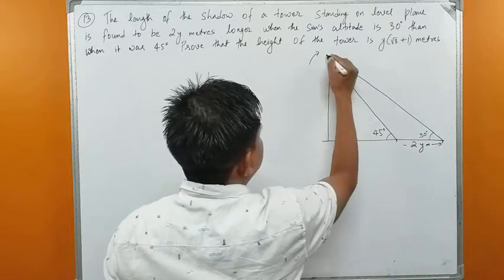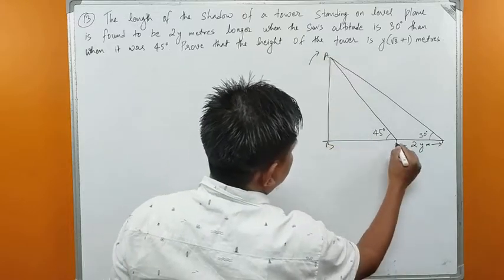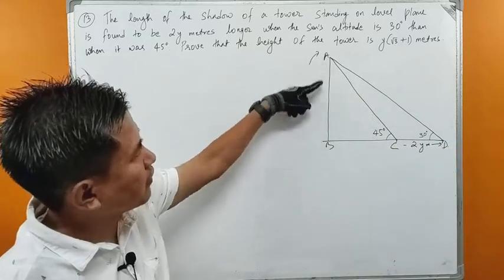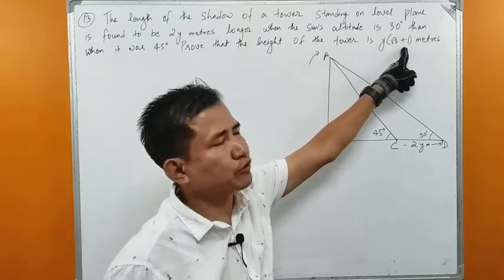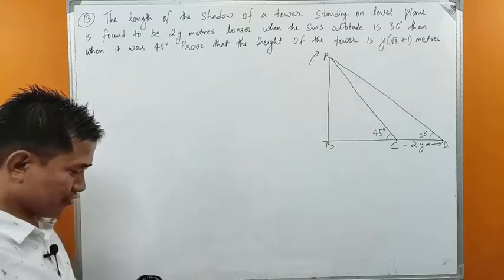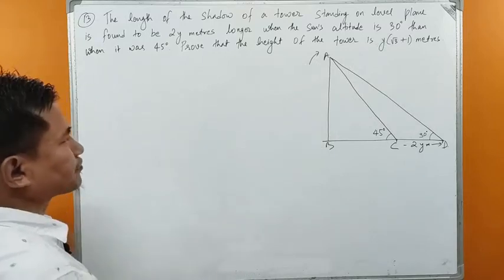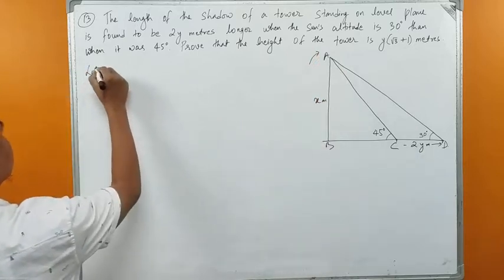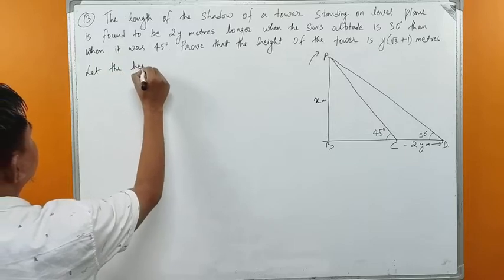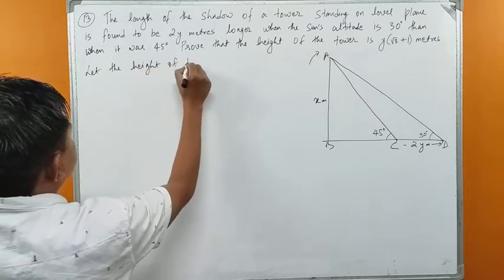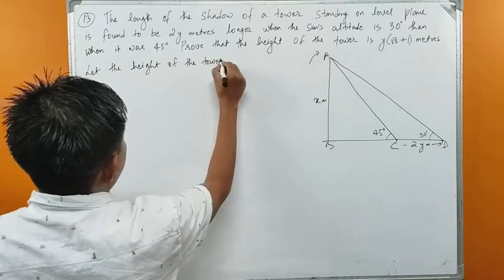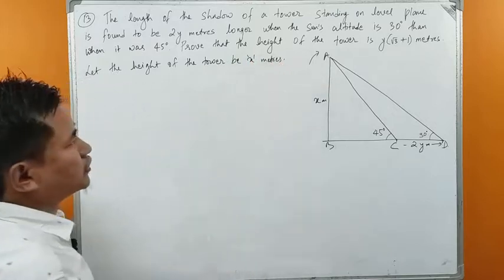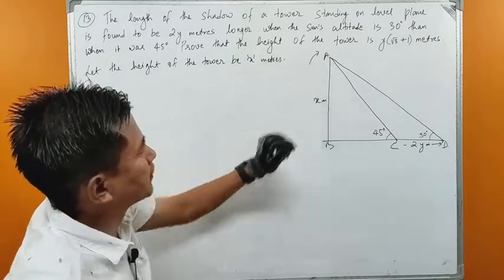Okay, now let us name this A, B, C, D. So we are asked to prove the height of the tower AB is y into root 3 plus 1 meters. I hope you got the question. Now let us proceed to solve this. Let the height of the tower be x meters. We are assuming the height of the tower, that is AB, is x meters.